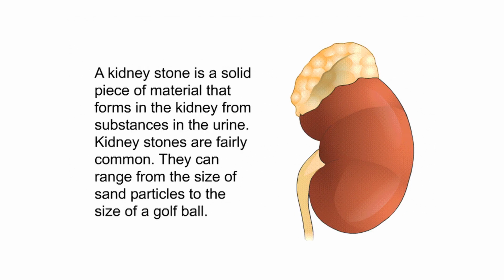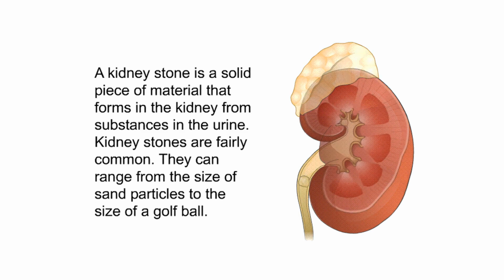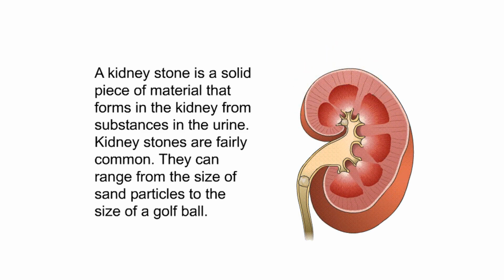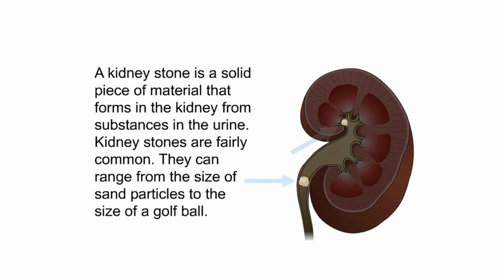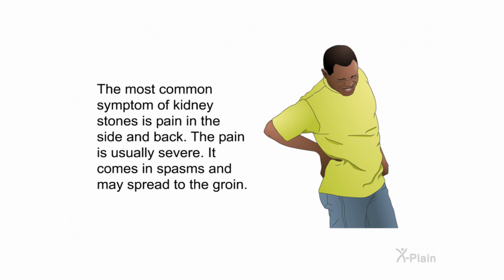Summary. A kidney stone is a solid piece of material that forms in the kidney from substances in the urine. Kidney stones are fairly common. They can range from the size of sand particles to the size of a golf ball. The most common symptom of kidney stones is pain in the side and back. The pain is usually severe. It comes in spasms and may spread to the groin.